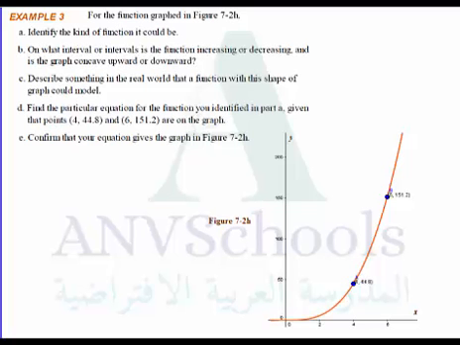Okay. Our figure 7-2h, we start with answering letter A. Identify the kind of function it could be. Now, looking at the graph itself, there are 2 possibilities. Number 1, it could be an exponential function because of the trend. The trend of the graph is increasing upwards with concavity, so it tends to show us that it's concave upwards.